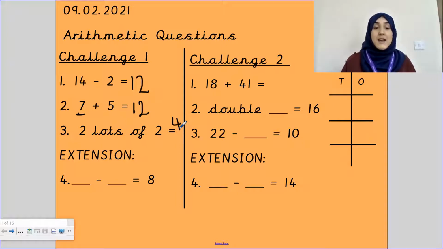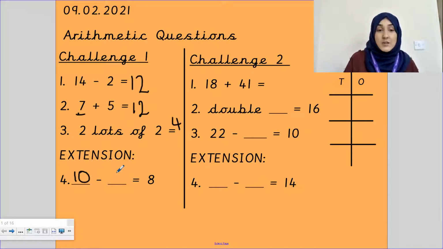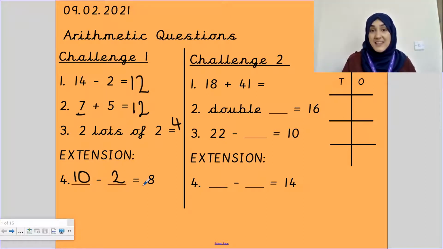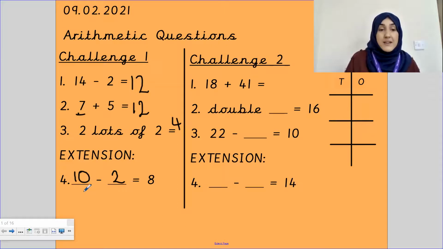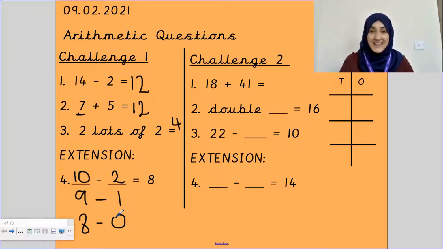Okay, next we have 2 numbers that take away from each other to make 8. Let's start with 10. Now, what do I need to take away? How many numbers do I need to take away from 10 to get to 8? Let's count backwards. 10, 9, 8. If I take away 2 from 10, it makes 8. Now, what about if I had 9? 9 take away 1 equals 8. And if I had 8, 8 take away 0 equals 8.